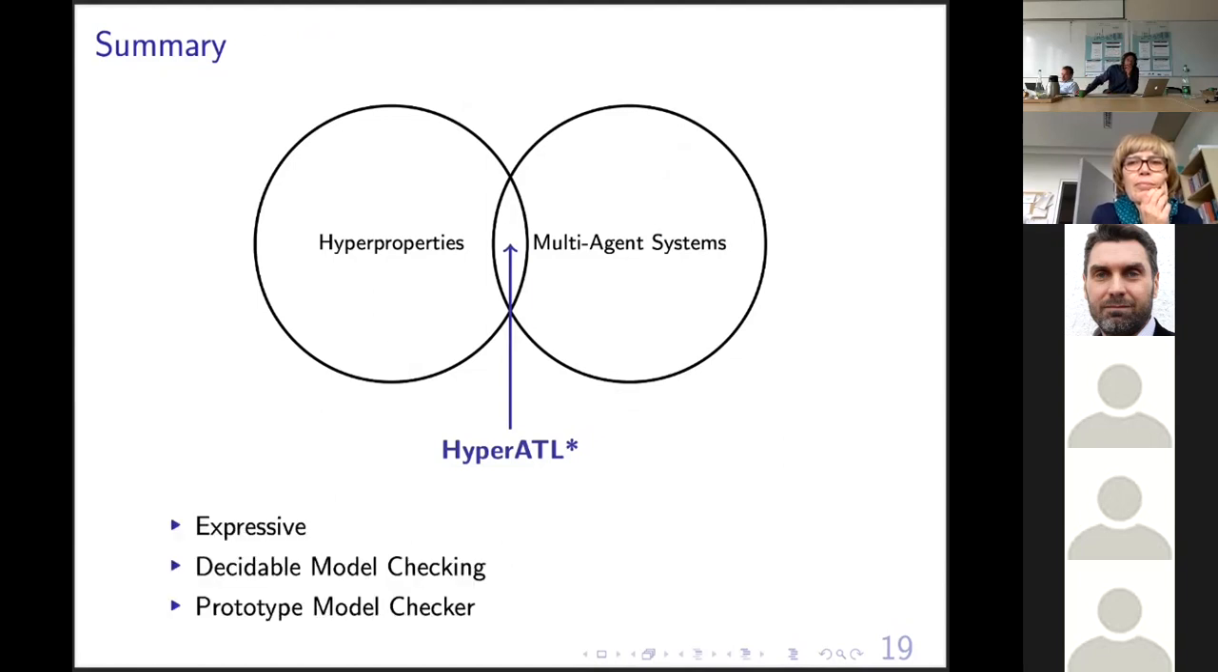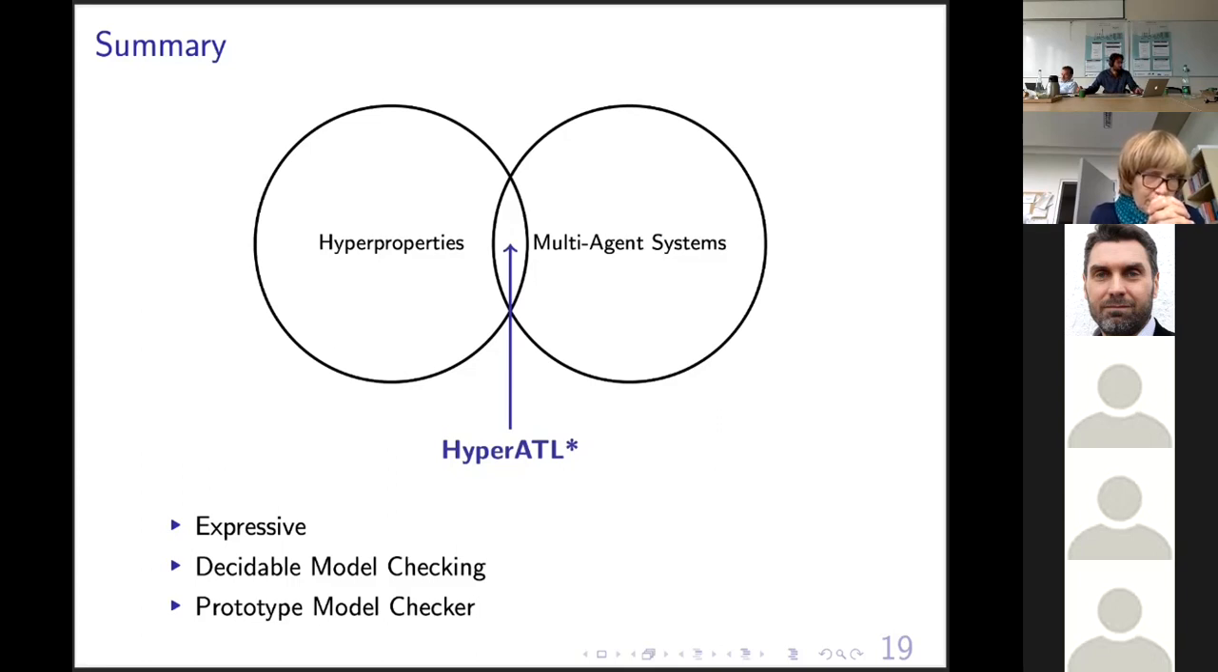If we study its properties, we found that this is very expressive. In particular, it subsumes many of the existing hyperlogics and many of the existing logics to express properties in multi-agent systems. It can express various information flow control properties that could not be expressed before.